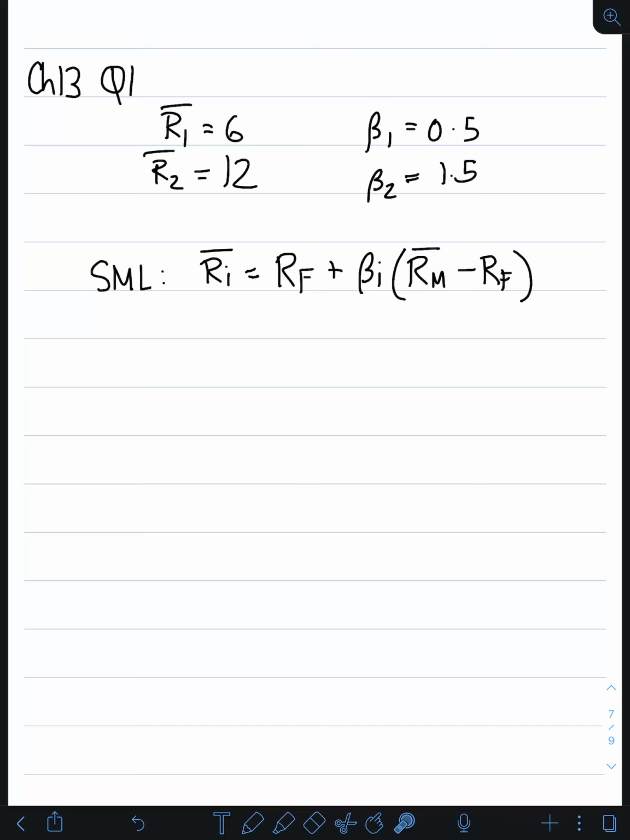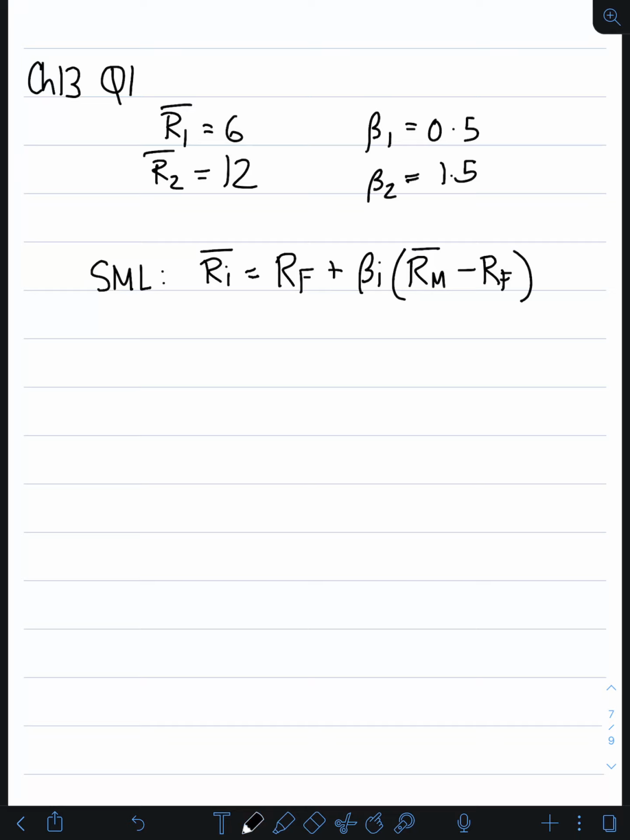So first of all, we know this is the equation for the security market line, and we don't know what RF is, we don't know what RM bar is, so we need to come up with those two values, and here's how we do it. We have some components, we have R1 bar and we have beta 1. We'll try to use that to come up with what we need.